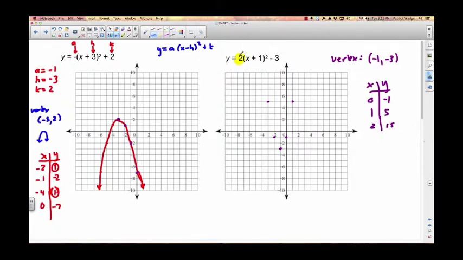So we'd expect with a positive a value that it would face upwards, and this one does face upwards. And because the a value is greater than 1, we'd expect a narrow parabola. And this is a narrow parabola. It's narrower than the mother function, so it's looking good.